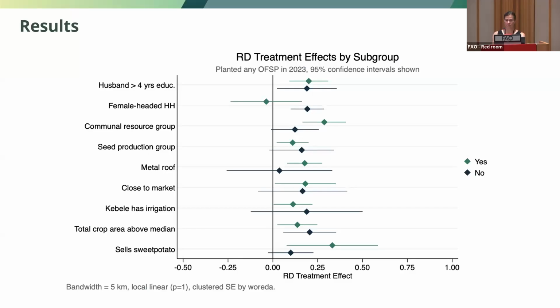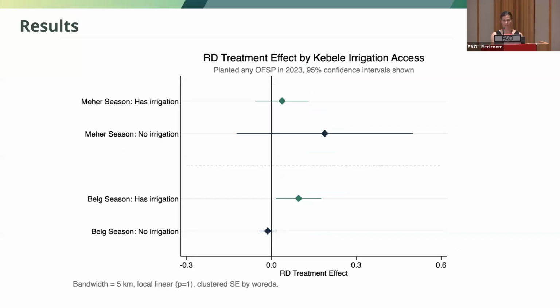We also took a look at the subgroup who planted it and wanted to see, are there any differences between households? We find that households with metal roofs were slightly more likely to plant it. We don't find a huge difference in households that were part of any sort of agriculture group. However, we do see in the communal resource group, for some reason, that they were more likely to plant. But we also notably on this slide see that female-headed households were actually less likely to plant the OFSP, which is somewhat surprising because sweet potato is often seen as a women's crop across several countries in sub-Saharan Africa.